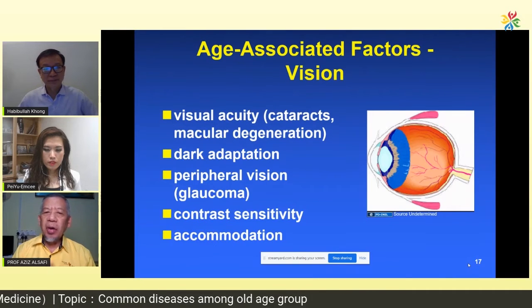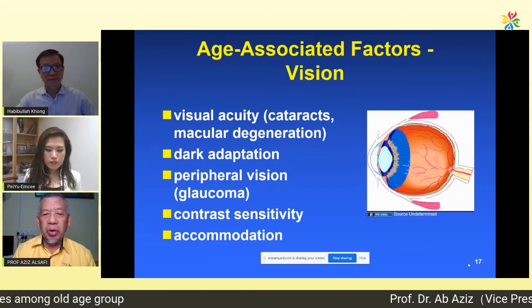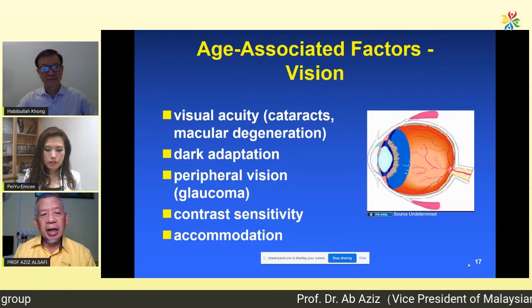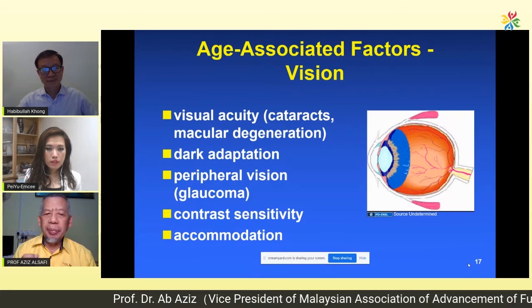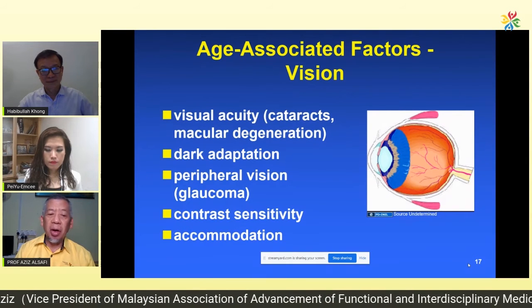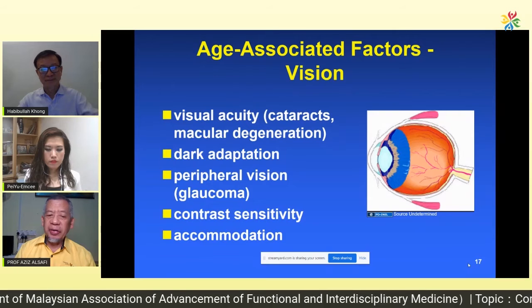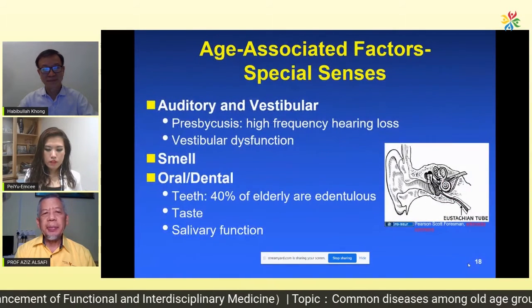Now, age-associated factors. One is vision. You can see the reduction in visual acuity because of cataract and macular degeneration. Dark adaptation will be reduced. Peripheral vision is reduced because of glaucoma, and contrast sensitivity and accommodation are also affected.